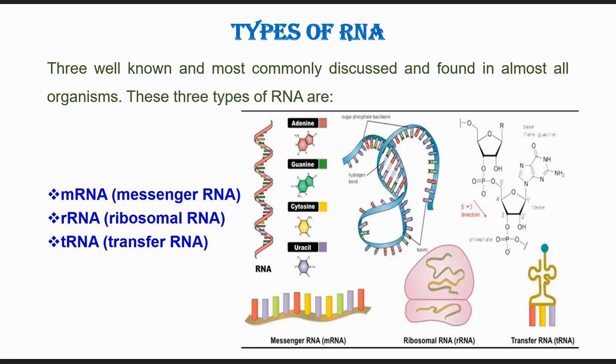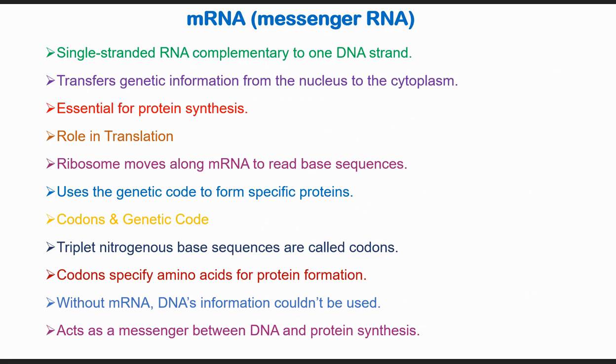Types of RNA. Of many types of RNA, the three well-known and most commonly discussed, found in almost all organisms, are messenger RNA, ribosomal RNA, and transfer RNA. Messenger RNA. It is a single-stranded RNA molecule that is complementary to one of the strands of DNA. mRNA is the version of genetic material that leaves the nucleus and moves to the cytoplasm, where the responsible proteins are synthesized. This RNA has utmost importance during protein synthesis.